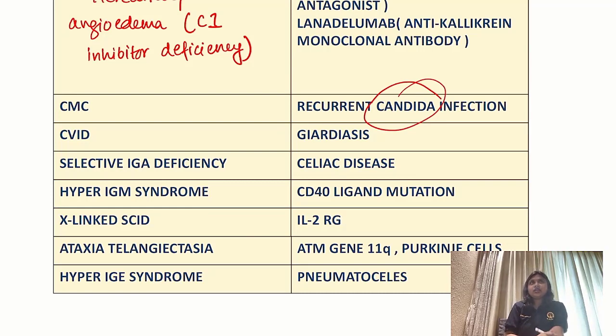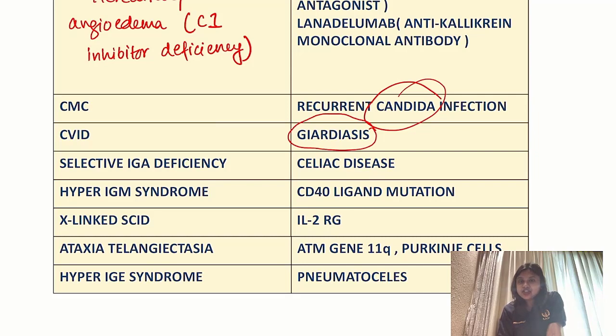Already I read one thing, that is, infection by recurrent catalase positive organisms. The answer was chronic granulomatous disease. Recurrent fungal infection is CMC. Now, diarrhea by giardiasis is more common in CVID. What is CVID? Common variable immunodeficiency.